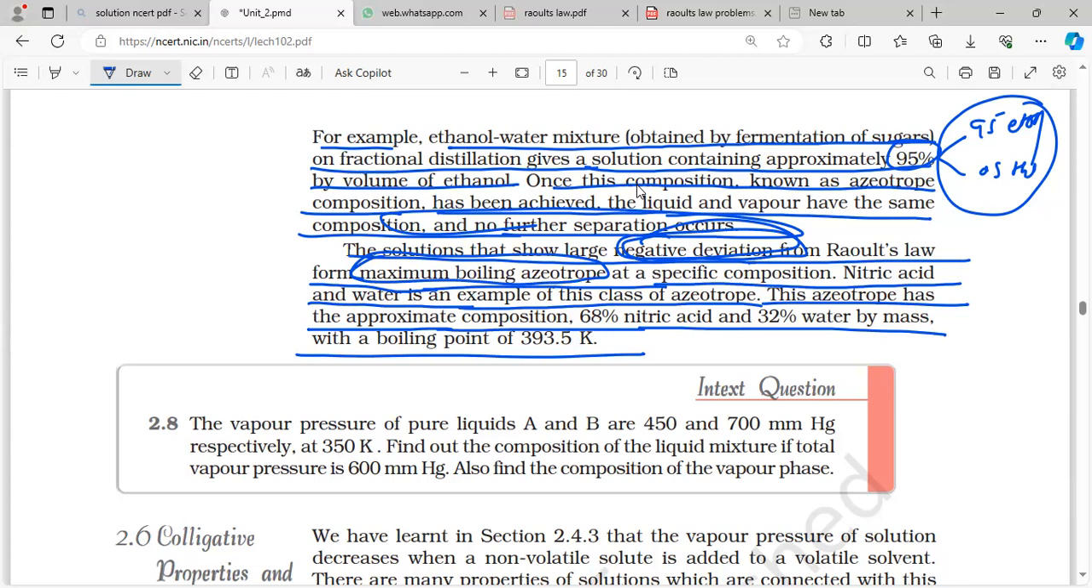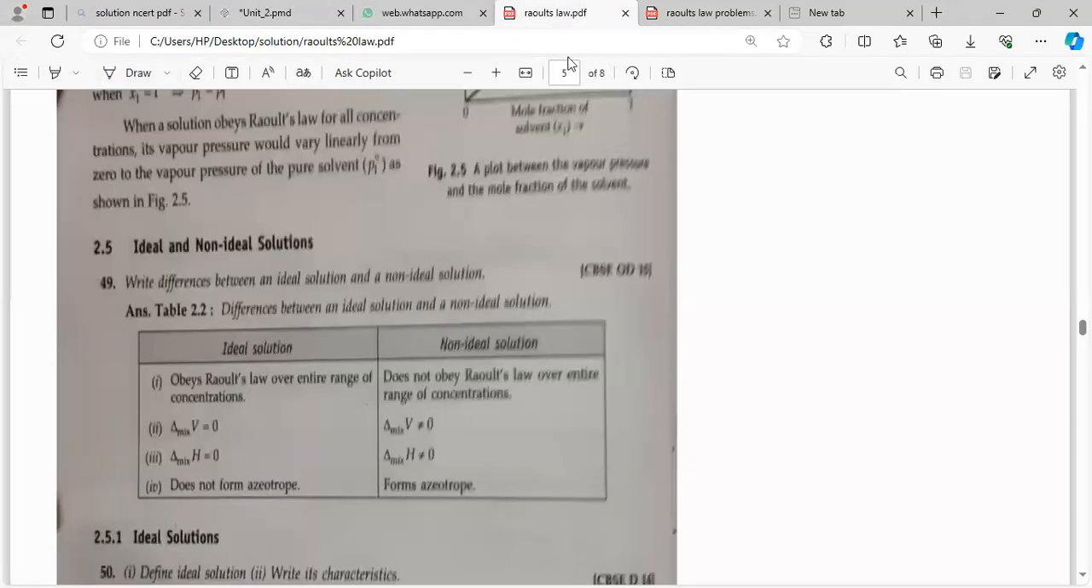Yes. So this is all we cover about Raoult's law. Now the next topic is colligative properties. Let us see some points here. Ideal and non-ideal solutions we have already covered; this you already know.